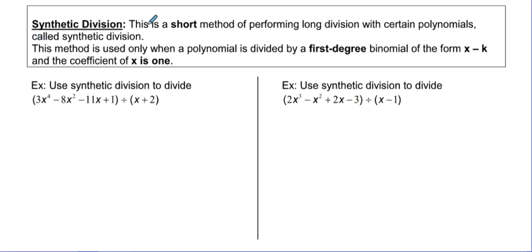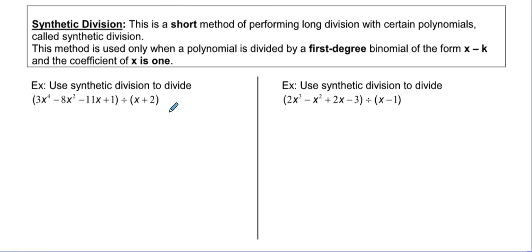Alright, synthetic division is a short method of performing division, but it only works when we're dividing by a first degree binomial, so that means that the exponent here has to be 1, and it could be x minus k or x plus k, and the coefficient of the x also has to be 1. So 1x plus a number, 1x minus a number, those are the only situations when it works, but because it's so easy, people like to use it when they can.